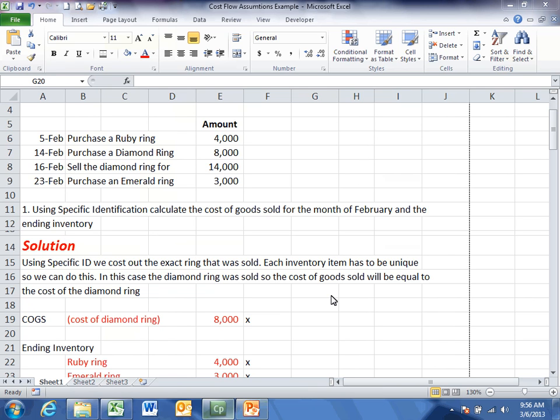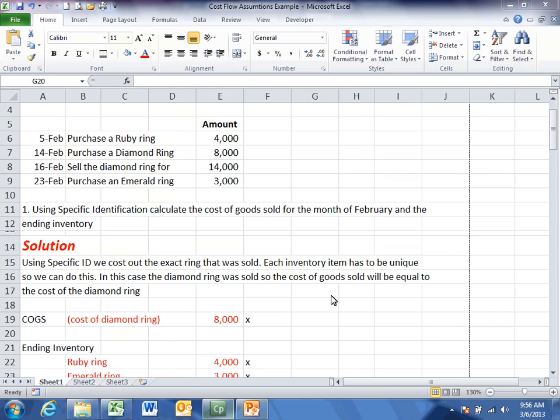Right? In a nutshell, that's specific ID. We take the exact item that was sold and we cost it out. Right? We could have done this exact same example, but instead of selling the diamond ring, we could have sold the emerald ring. In that case, the cost of goods sold would have switched to $3,000. And other than that, there's really nothing else to specific ID.